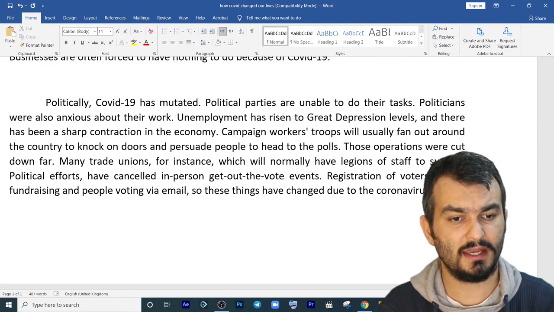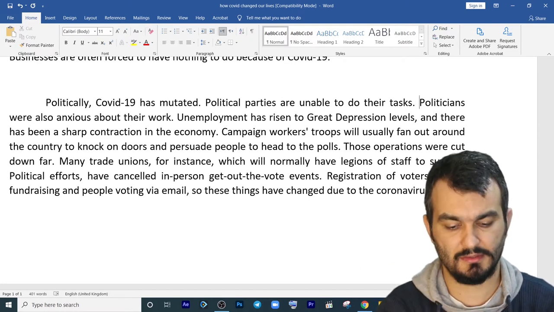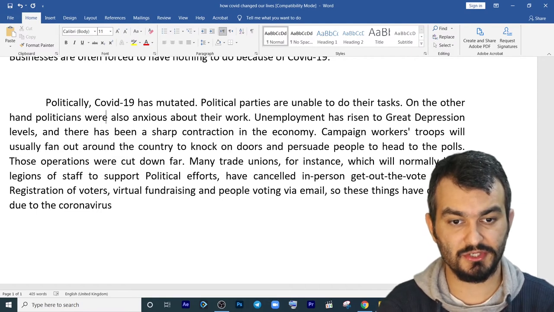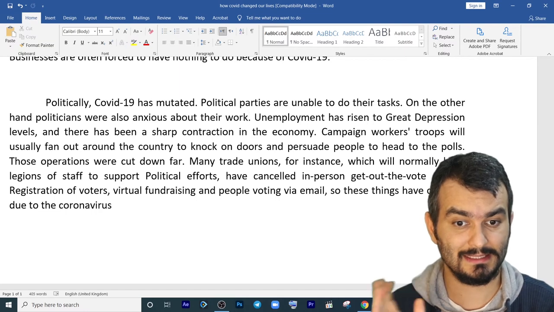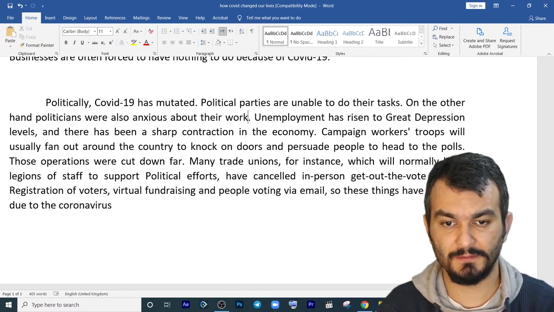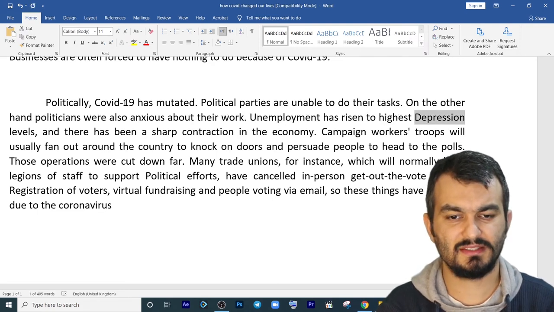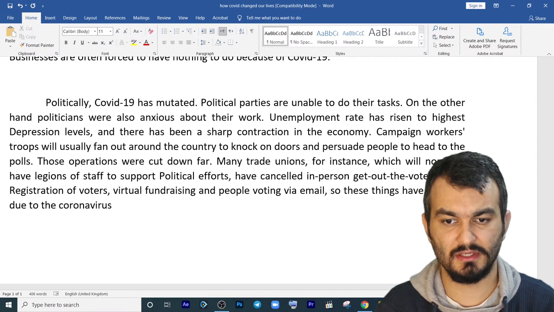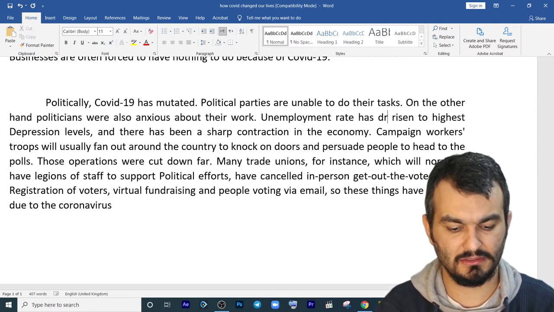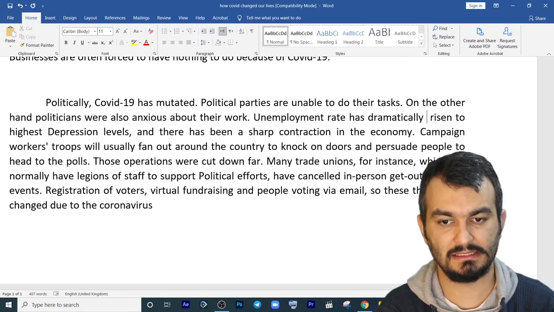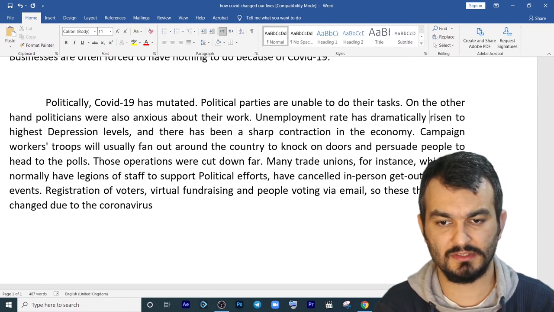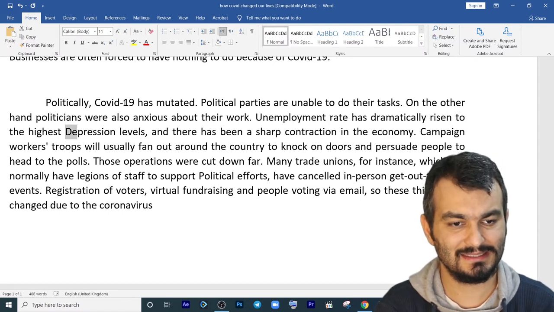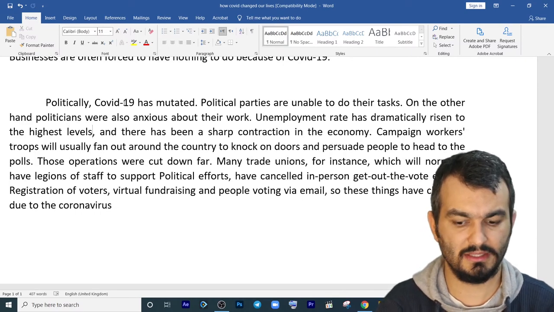And politicians were also anxious about their work. On the other hand, politicians were also anxious about their work. Were. Why you use past tense? Unemployment has risen to Great Depression level. So you can say unemployment rate has dramatically, I hope I wrote it correctly, risen to the highest level. Yeah, one level actually, highest level.